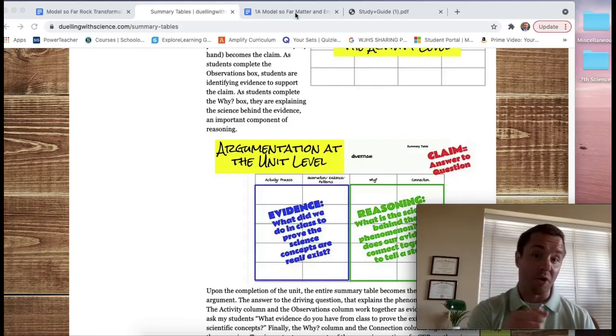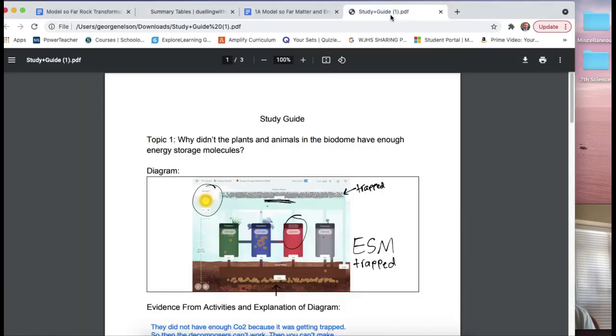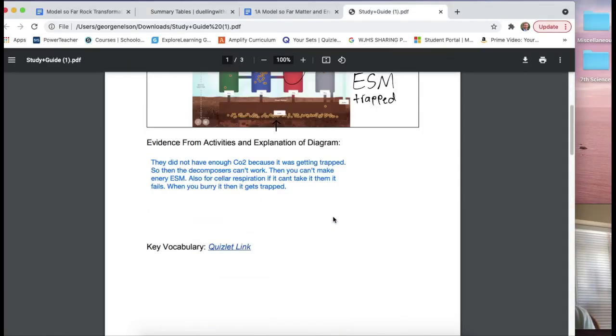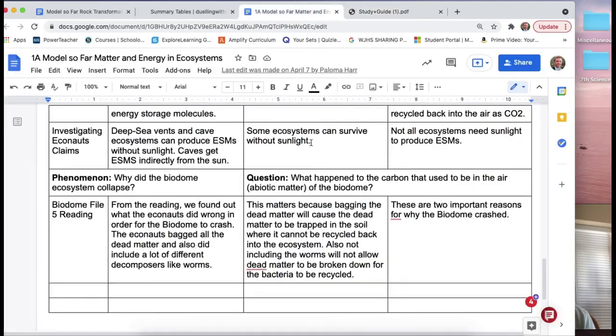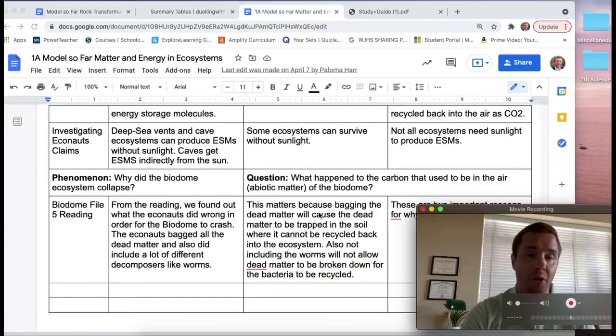I know in this blog, they mentioned that this teacher allows their students to use this for summative assessments. I do the same thing. I also might make a study guide, and they use the summary table to answer the study guide. So there's a lot going on there.